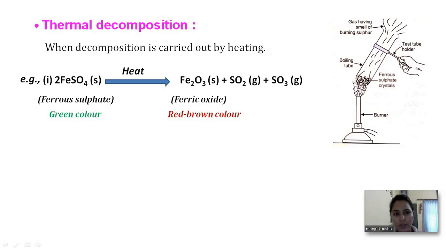You can actually smell that burning sulfur. So when we heat ferrous sulfate, this heat is used by ferrous sulfate to break the bonds of sulfur and iron.